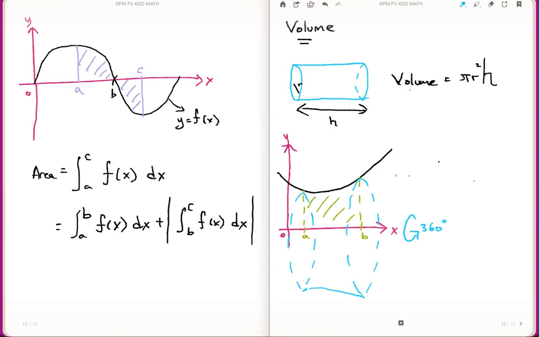Now, this is the core concept. Is it possible to rotate around the y-axis? Yes. If it's possible to rotate around the x-axis, definitely this curve is capable of rotating around the y-axis. But before we go to that, let's focus on the x-axis. Same rules apply, but let's compare with the general equation that we have, pi r squared times height.